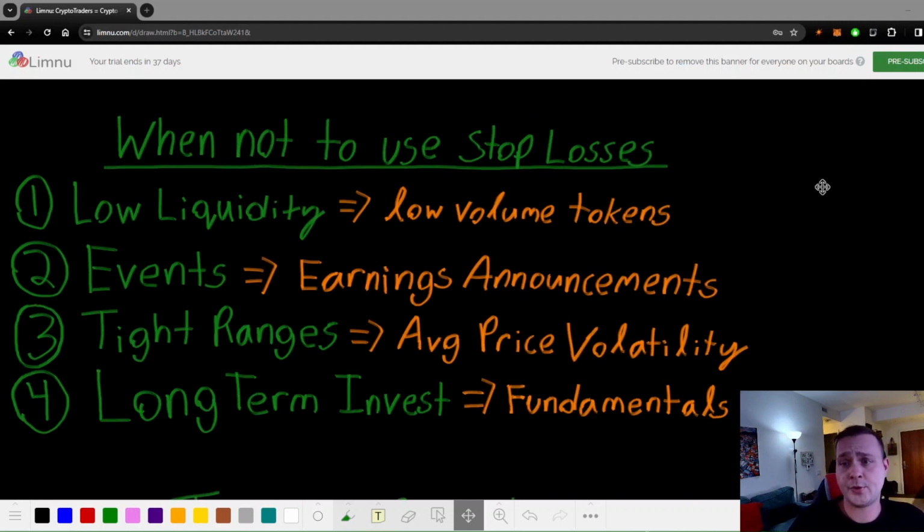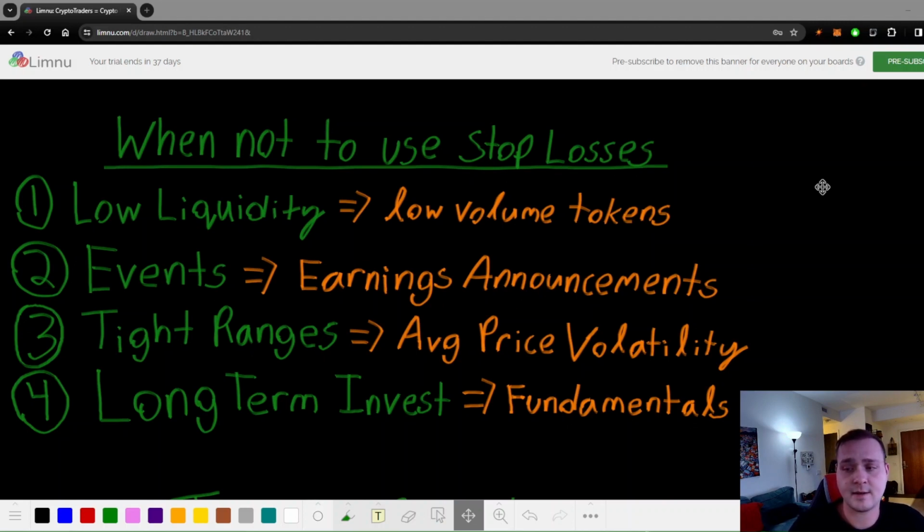So now we'll move on to when not to use a stop loss. You don't want to use a stop loss on a token that has low liquidity, because that implies there's low volume on it, and your stop loss could be triggered by the wide bid-ask spread, as there are few buyers and sellers at any given price.